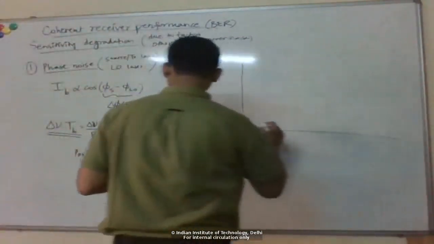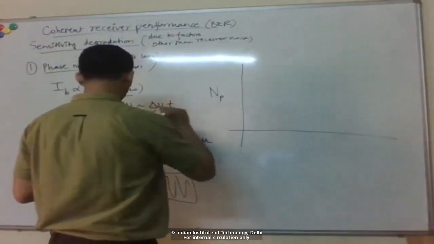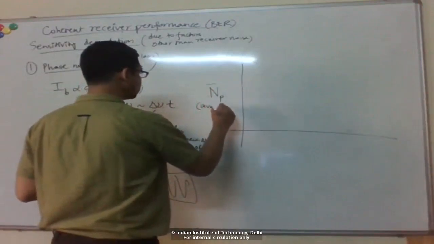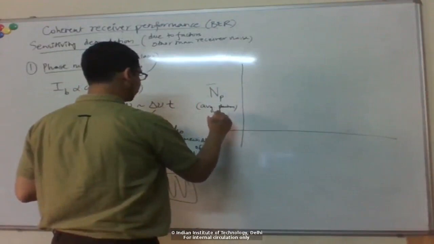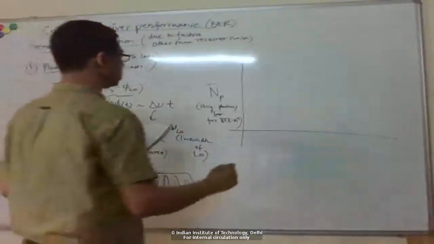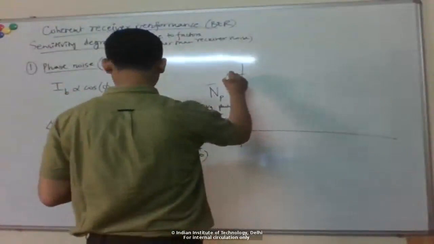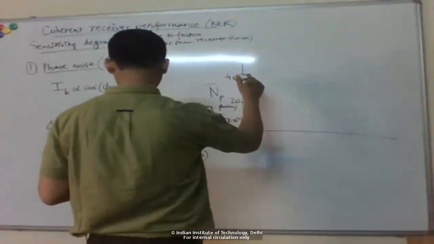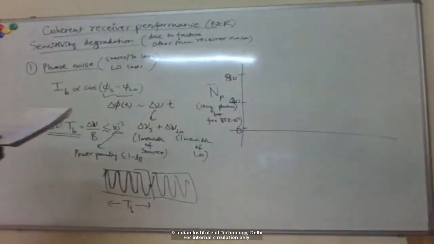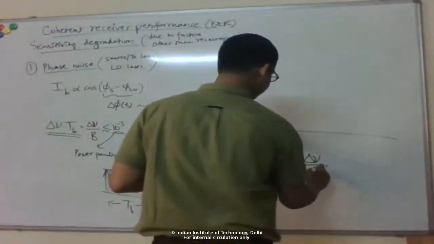So typically, if you plot, for example, the sensitivity, so the number of photons required per bit for BER 10 to the minus 9, number of photons per bit, as a function of this total line width divided by the bit rate.